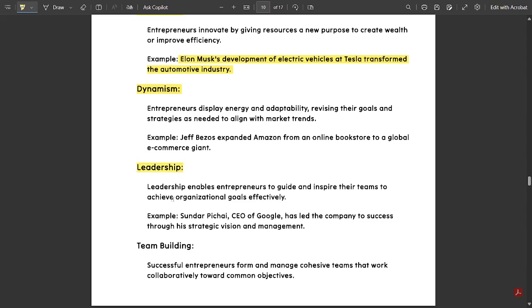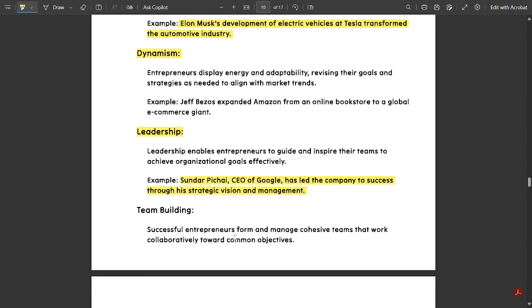Leadership. Leadership enables entrepreneurs to guide and inspire their teams to achieve organizational goals. Again, one real life scenario example: Sundar Pichai, the CEO of Google, has led the company to success through his strategic vision and management. Okay, Sundar Pichai, again you might be knowing who he is.